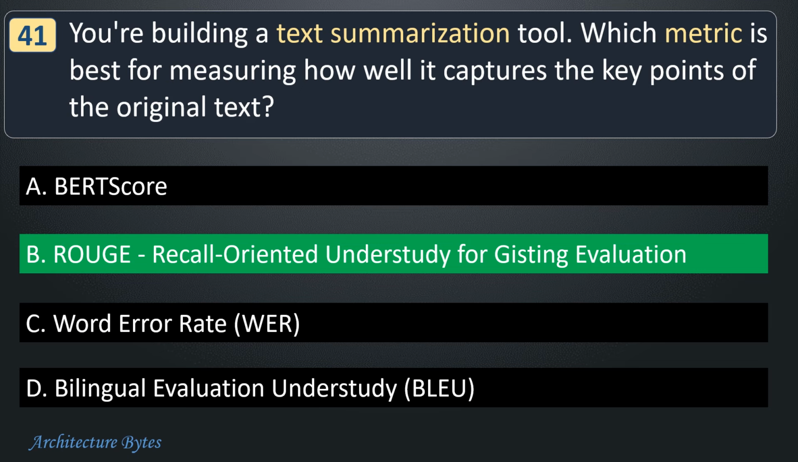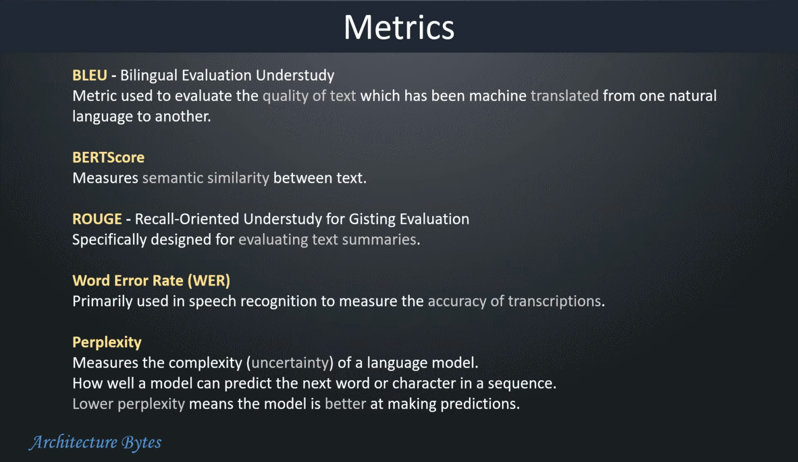It is specifically designed for evaluating text summaries. The BLEU metric is used to evaluate the quality of text which has been machine translated from one natural language to another. BERT score measures semantic similarity between text. Word error rate is primarily used in speech recognition to measure the accuracy of transcriptions. Perplexity measures the complexity of a language model.